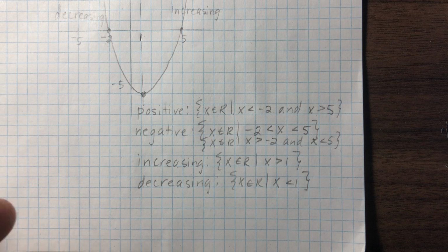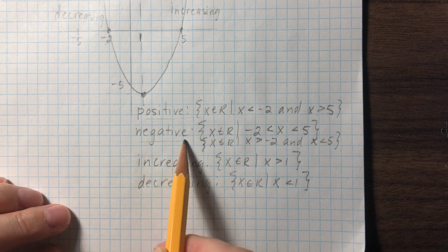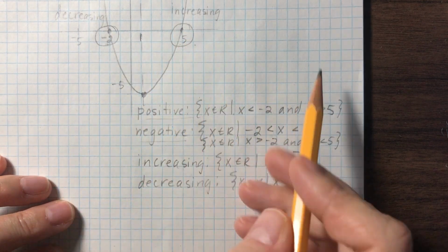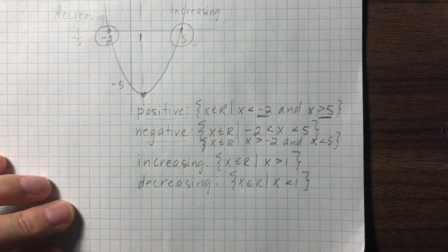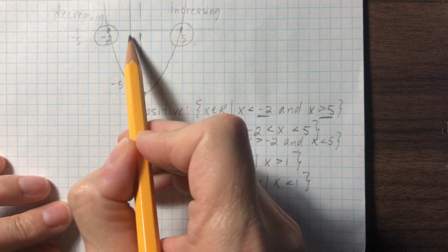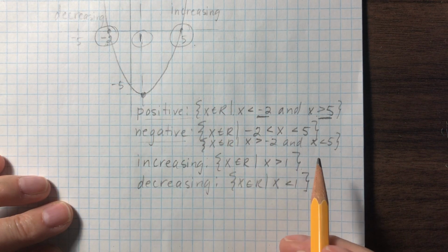Okay, now a couple things you should notice to make it a little bit easier to remember how to state the intervals. If you're asked to state the intervals for which the function is positive or negative, you're focusing on the zeros here, -2 and 5, for example. And if you're focusing on intervals of increase or decrease, you're focusing on the axis of symmetry or the x coordinate of the vertex, which in this particular case is 1.